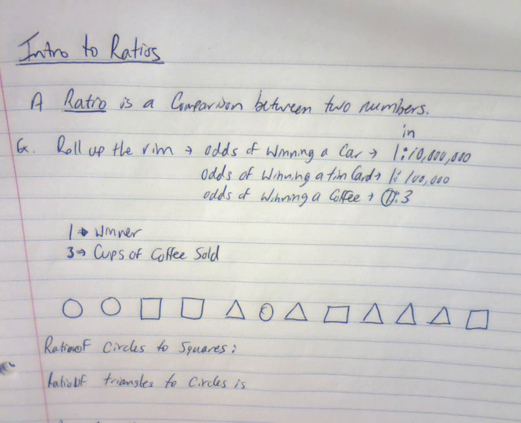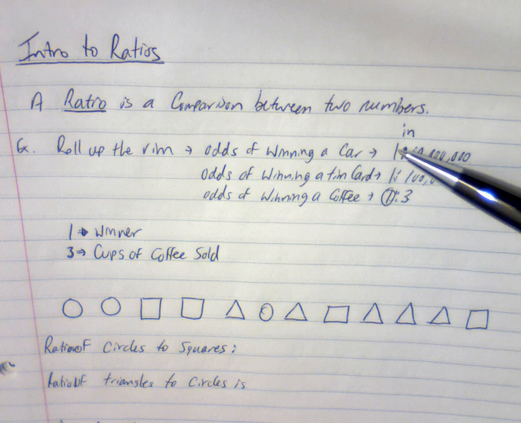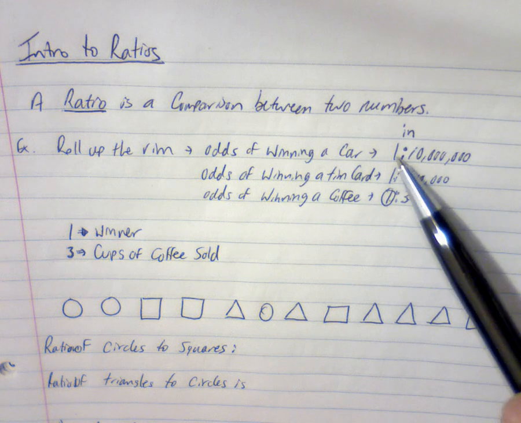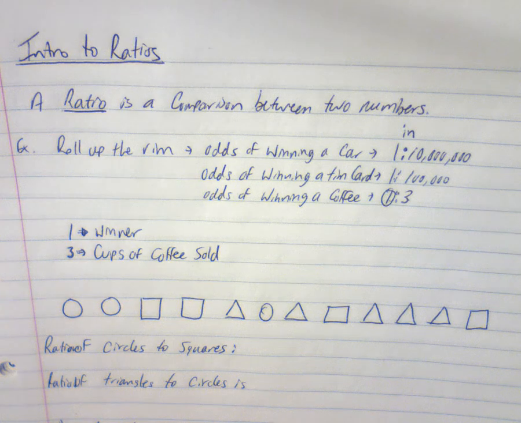For the car, I would have had to buy 10 million coffees, usually at the same time. You can't just spread them out over time. You have to buy them at once. So 10 million coffees, and I might have had a chance to win. That doesn't mean that I would have. That just means the odds are 1 in 10 million. That's the ratio that I would have won the car. So that's what a ratio is. It's a comparison between two numbers.